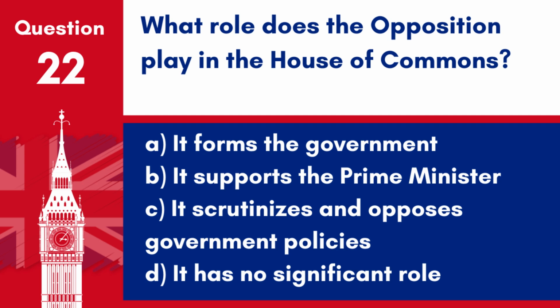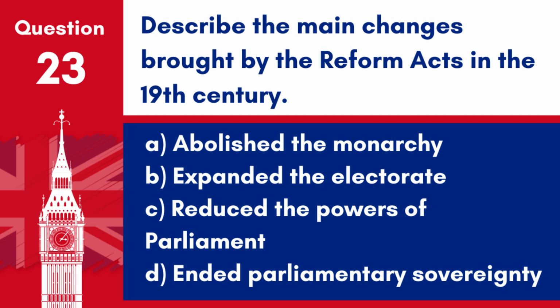What role does the opposition play in the House of Commons? A. It forms the government. B. It supports the Prime Minister. C. It scrutinises and opposes government policies. D. It has no significant role. Answer: C. It scrutinises and opposes government policies. The opposition plays a critical role in the House of Commons by scrutinising, challenging, and opposing the policies and actions of the government. Question 23.